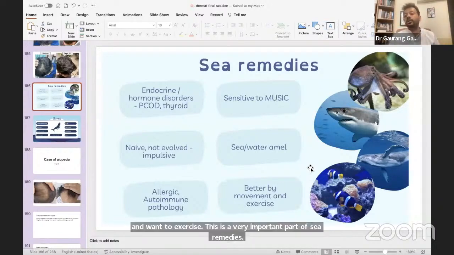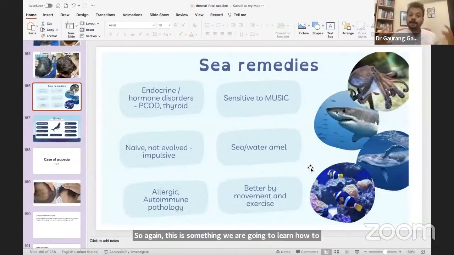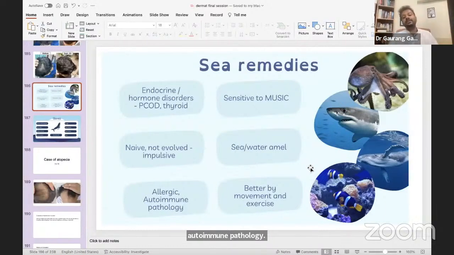So again, this is something we are going to learn: how to understand kingdoms, miasms, patterns, families through understanding of newer concepts of repertory and materia medica with newer ideas. So these are the concepts of C remedies. What are the main patterns of C remedies? Many of these C remedies have action on the endocrine area, on hormonal disorders, on PCOD, on thyroid. They are people who are very naive, not very evolved, and they could often be quite impulsive. They could have a lot of allergic and autoimmune pathology. They could be very, very sensitive to music. Could be remedies belonging to the C family.